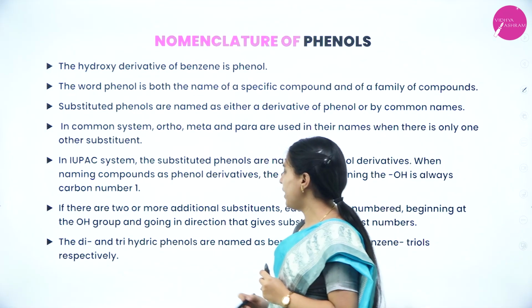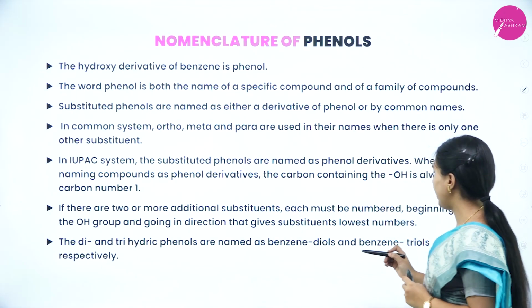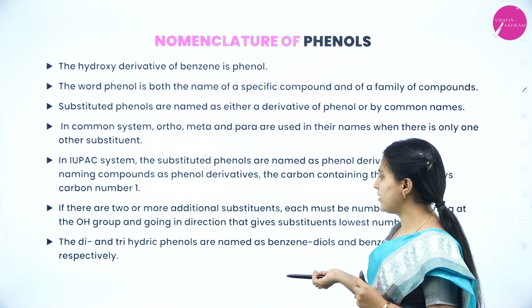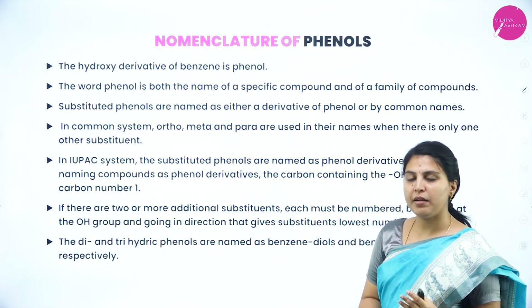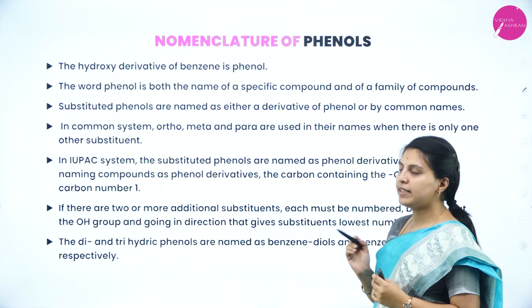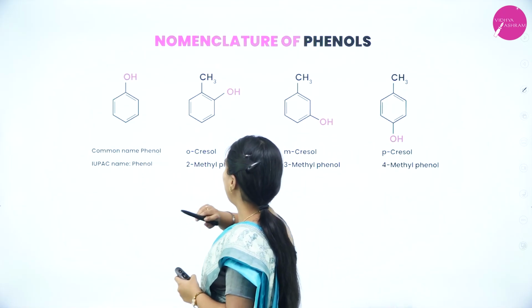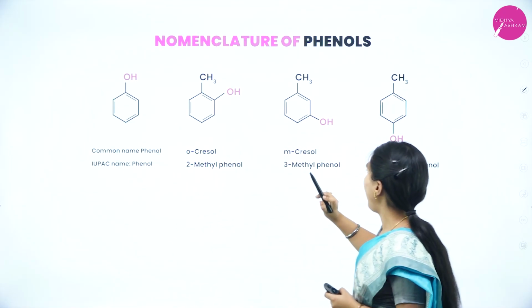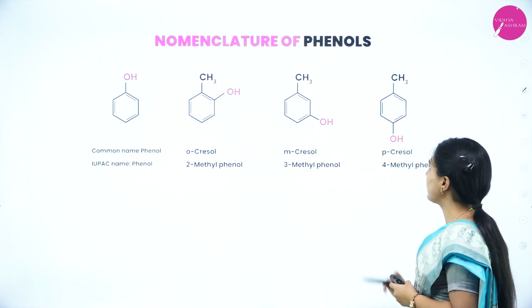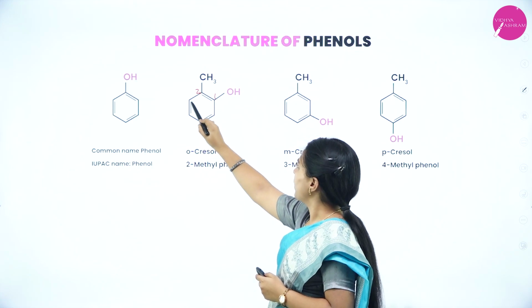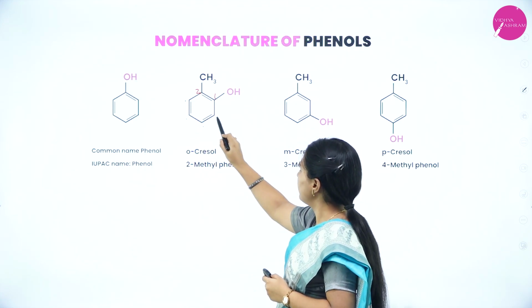The di and trihydric phenols are named as benzene diols and benzene triols. If di or trihydric phenols are present, they should be named as benzene diols or benzene triols respectively. See here, this is phenol, orthocresol, metacresol and paracresol. This one, numbering 1, 2, 3, 4, 5, 6.